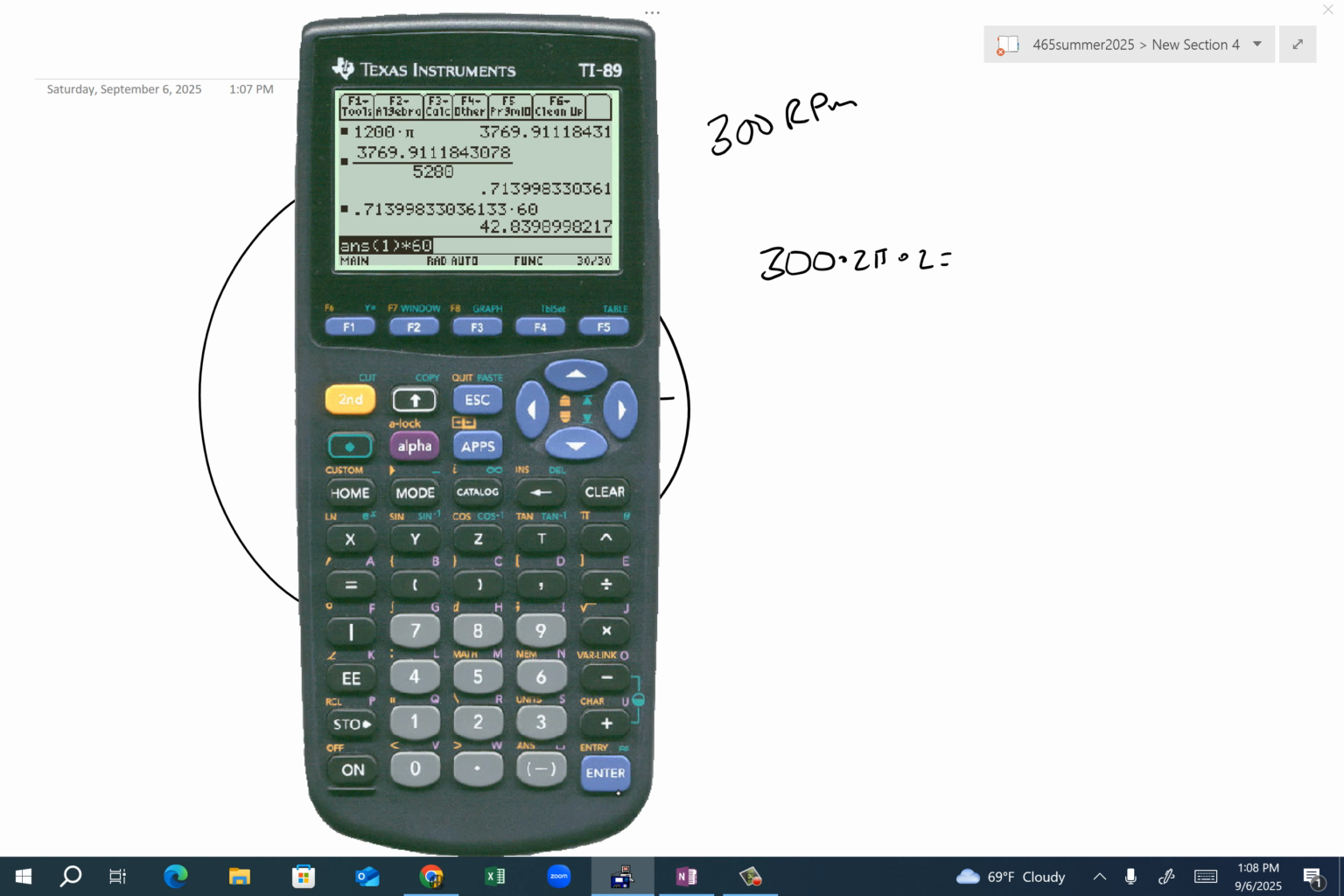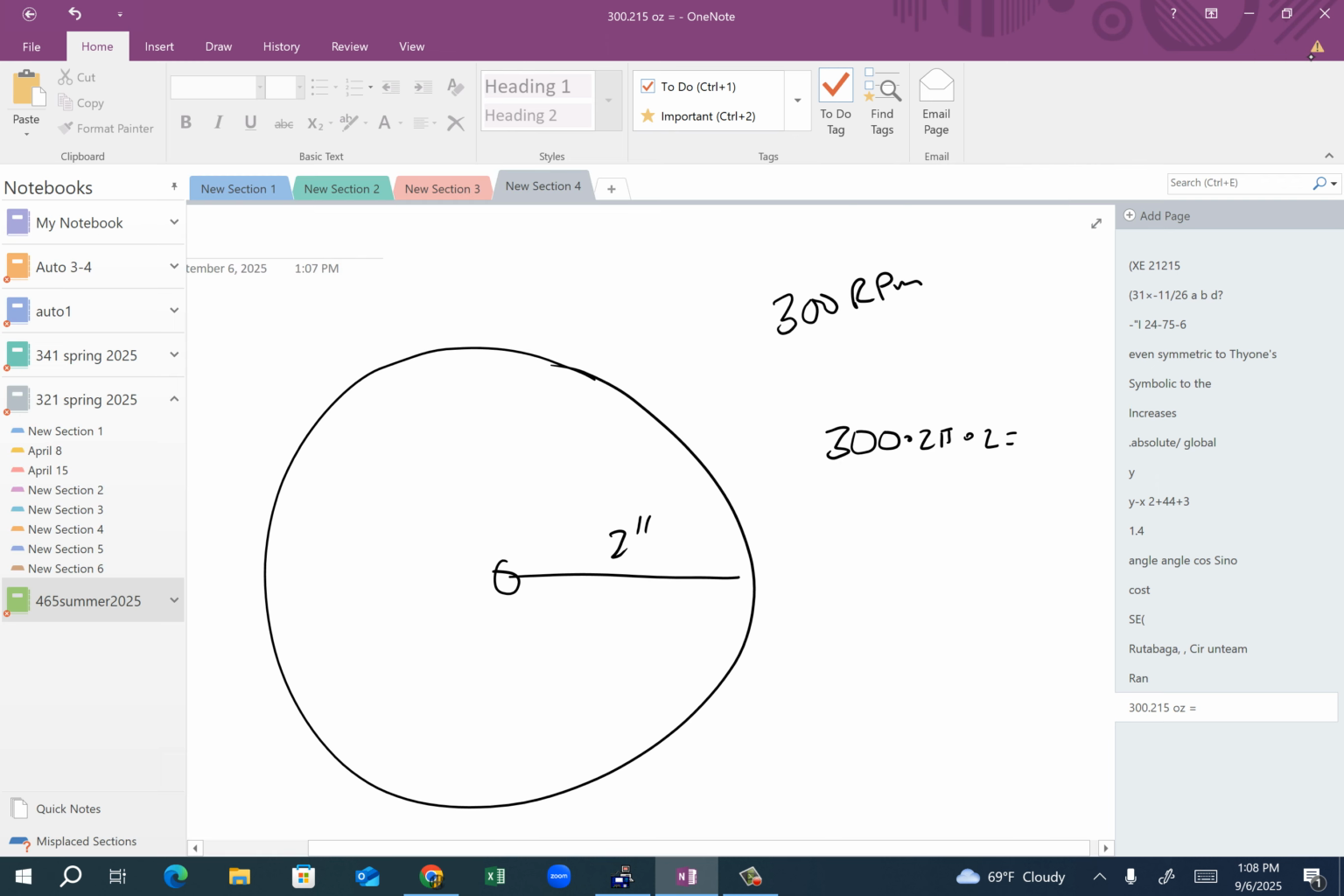If you did it in terms of degrees, it would be an extra step added in there because, yeah, we wouldn't want to do it that way. Radians is where it's at. Radians is the best, okay?